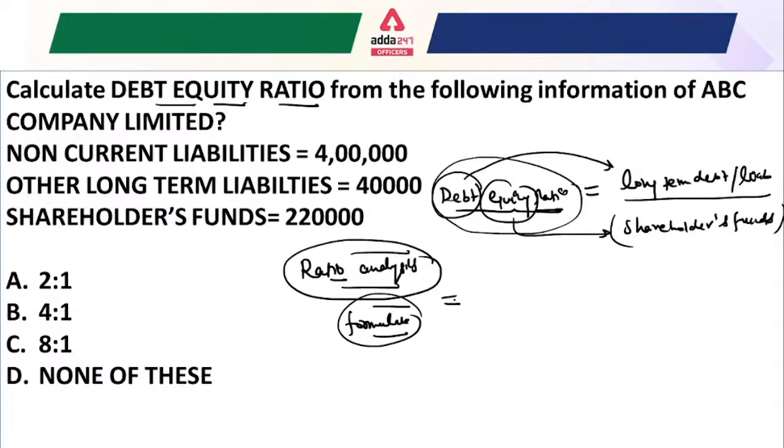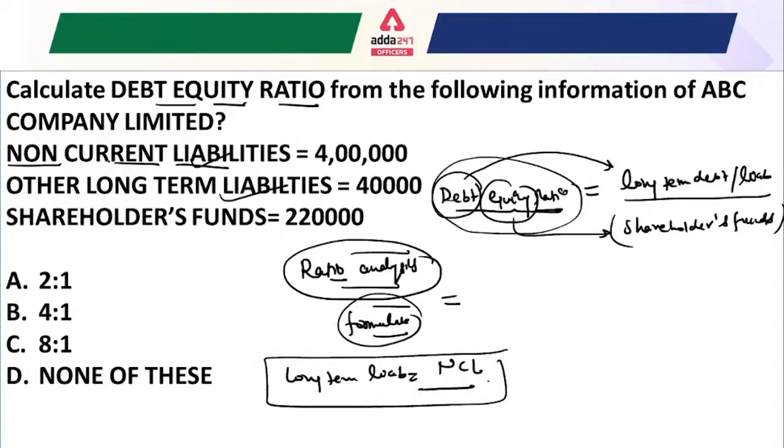Now the thing is, long term liabilities you have to calculate, and in the question non-current liabilities and other long term liabilities are given. So what we understand by non-current liabilities is actually just long term liabilities. So long term liabilities are your non-current liabilities. That's why another statement is other long term liabilities. As I always explain, total liabilities equal your current liability plus non-current liability.